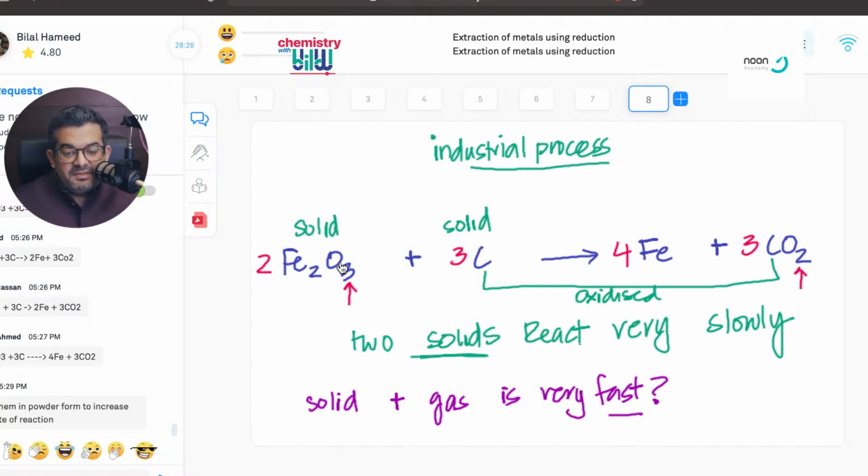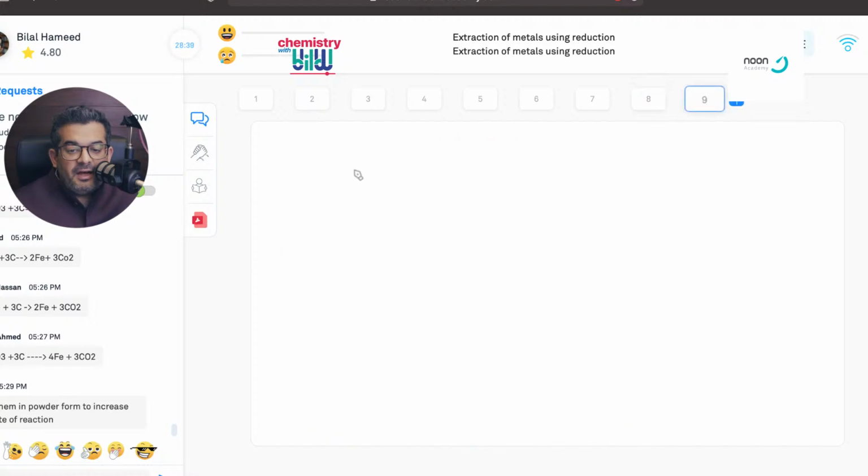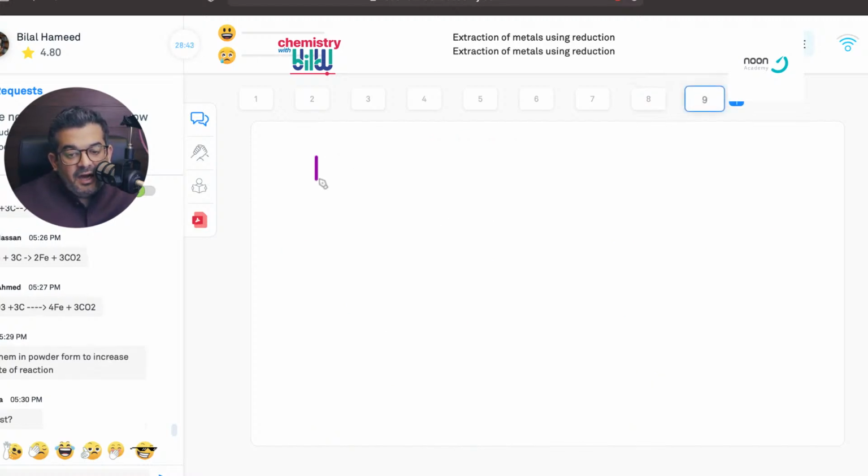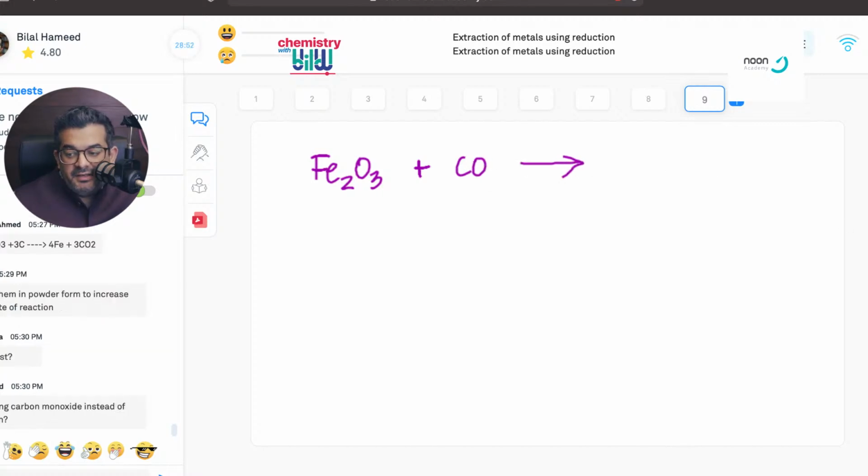And that becomes the challenge. Okay, how do I get these guys to react faster? How do I let them react faster? Powder form is one. The other is to make them into a gas. So through trial and error, what we have figured out is that, you know what? Instead of reducing iron oxide using carbon, what if I could reduce it using carbon monoxide?